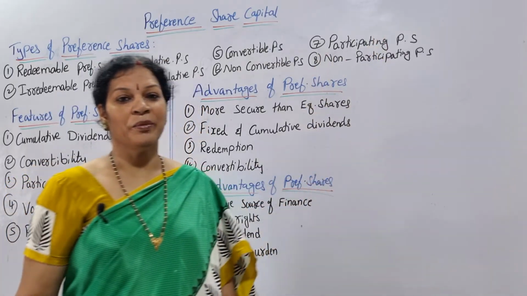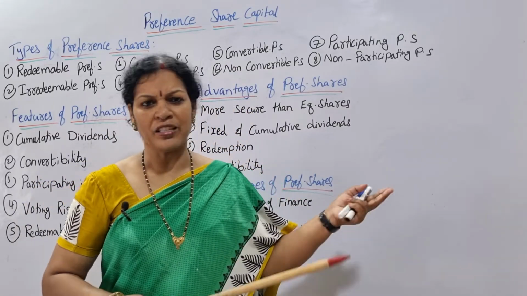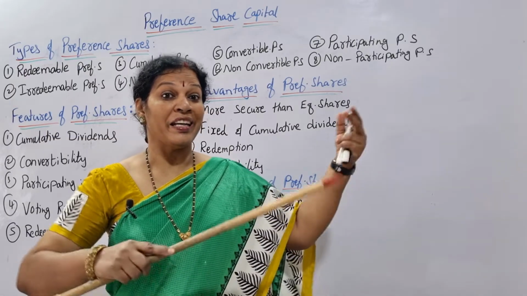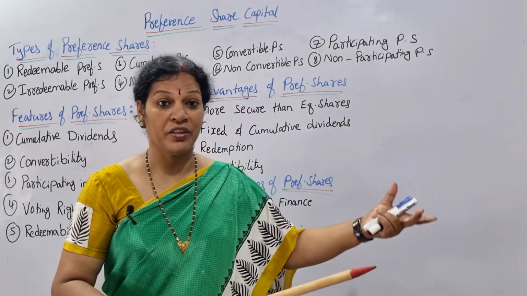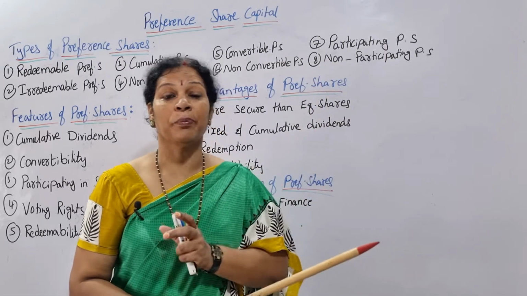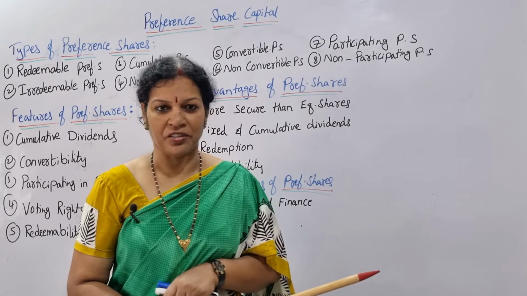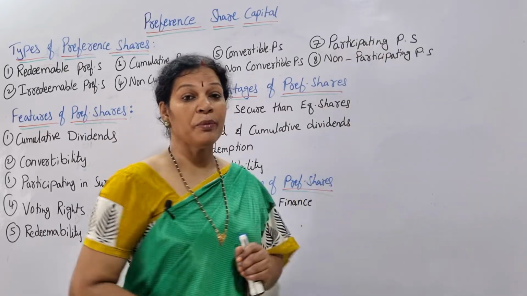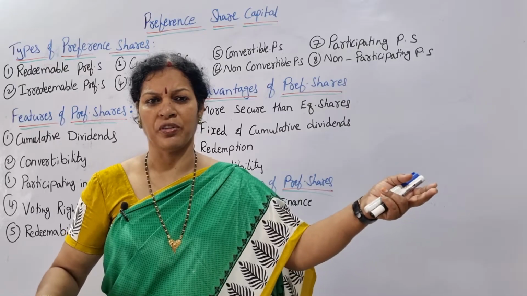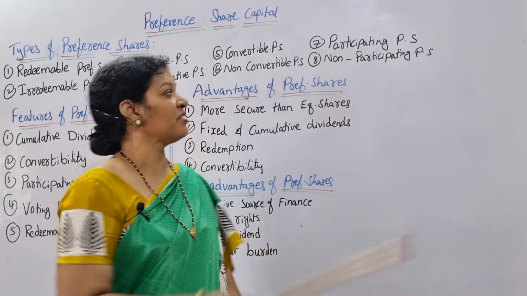Seventh one, participating preference shares. Participating preference shares are those shares where, whenever the company gets profit, as per the decided dividend rate these people are going to get the dividend, but at the same time if there is excess profit, these shareholders are also eligible to take that profit. If I got the 12% dividend as a preference shareholder, but I purchased participating preference shares, then not only 12%: if the company has excess profit, there also I am eligible once again. That is participating preference shares.